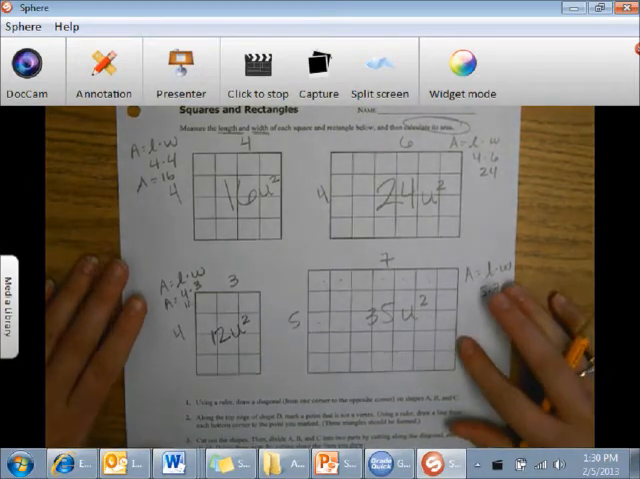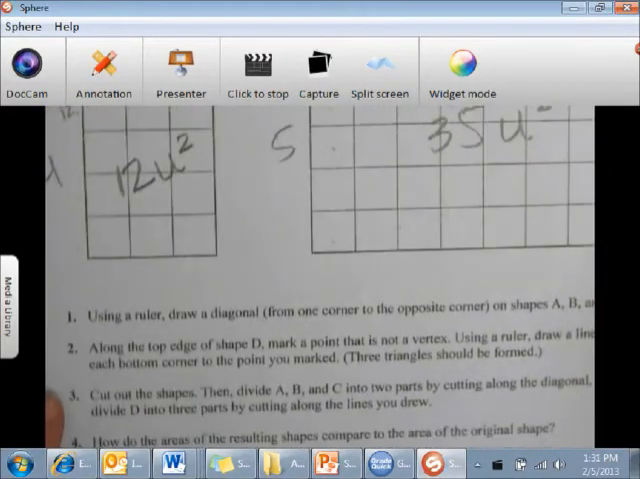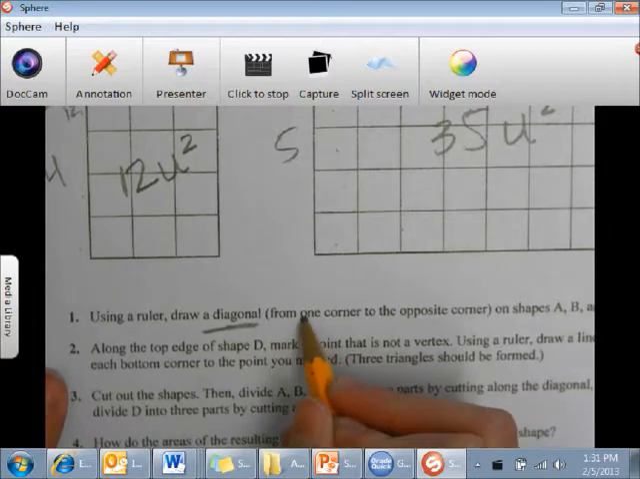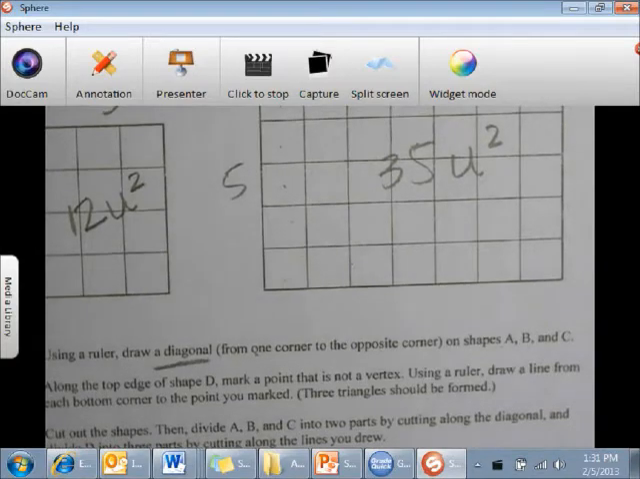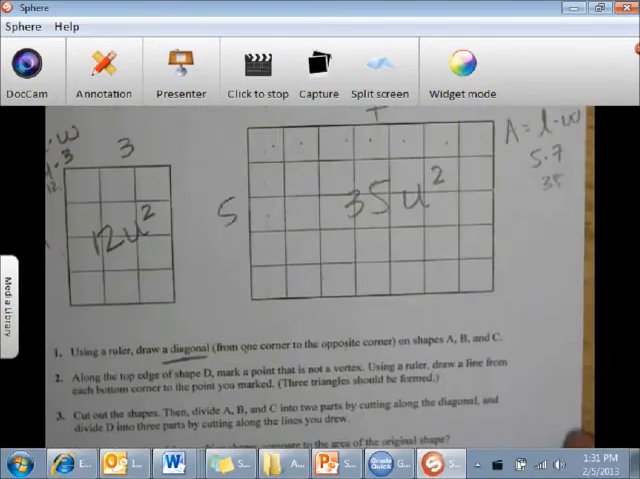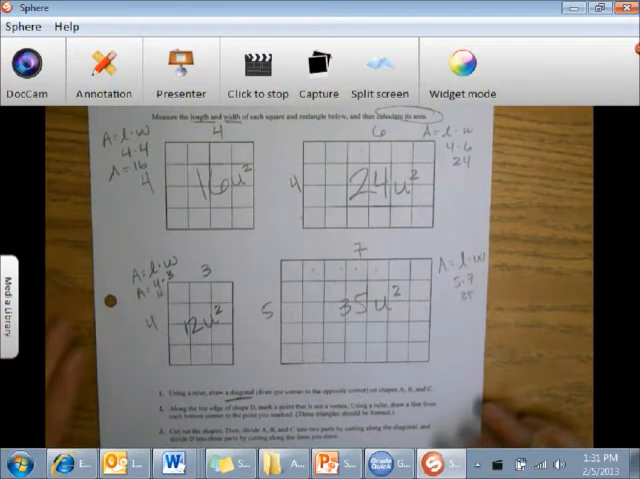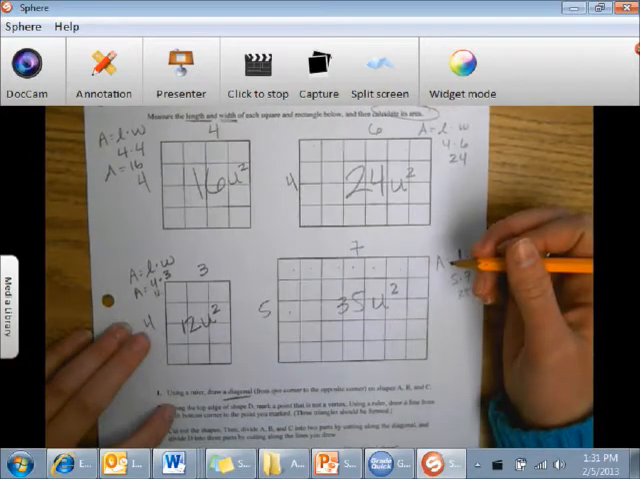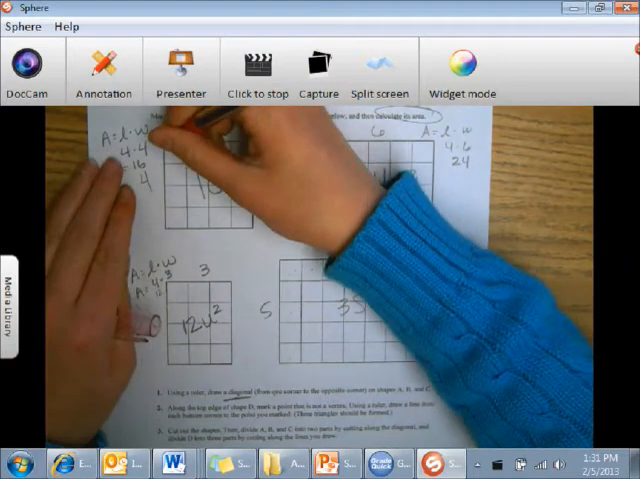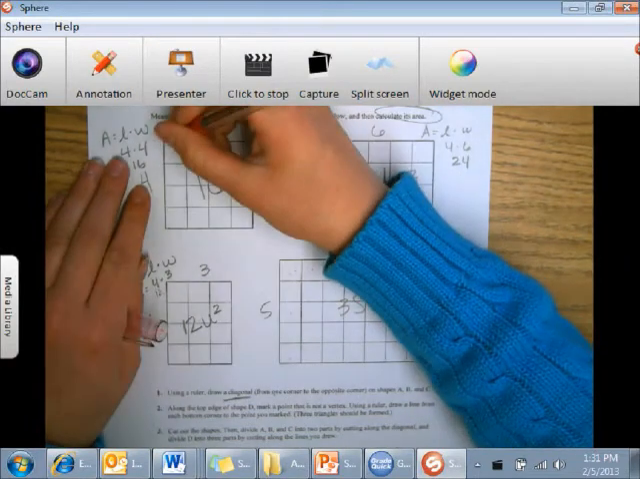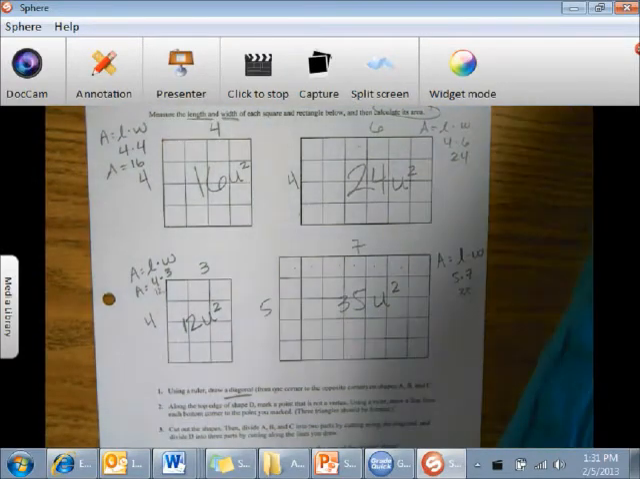Now, down here, it says, using a ruler, we're going to draw a diagonal from one corner to the opposite corner on shapes A, B, and C. Okay? So let's zoom this out a little bit. This is figure A, so we're going to draw a diagonal. I'm going to use red from this top corner down to the opposite corner. And if it's easier for you, you can use a straight edge.